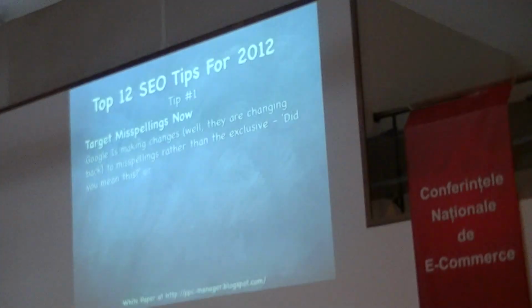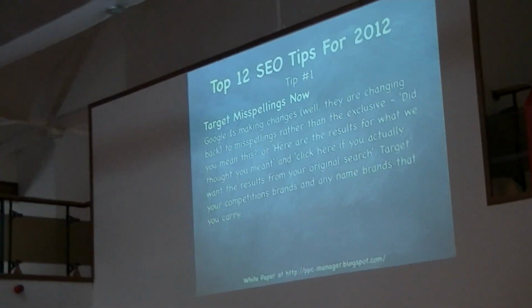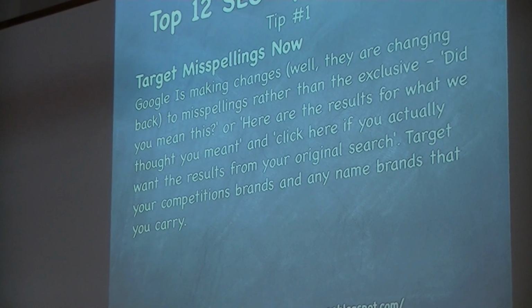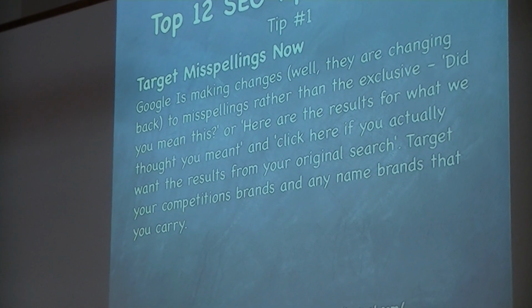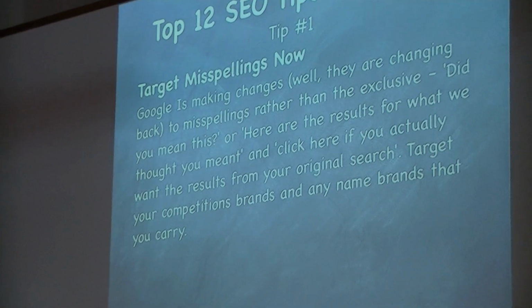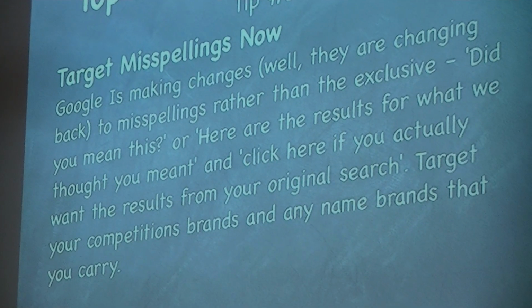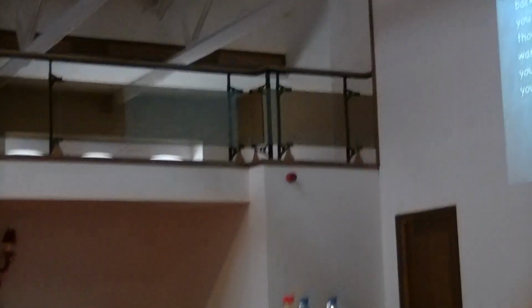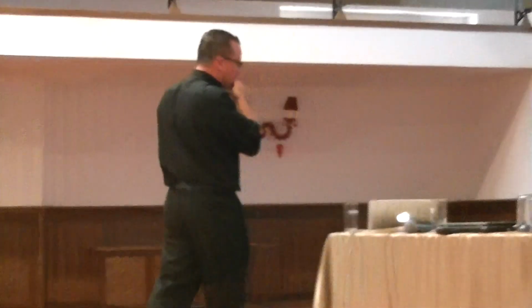Tip one, target misspellings right now. Google stopped doing misspellings a while back, remember that? Whenever you search for something, it comes up with, we need results for this, because we think that's what you meant. Or, do you want the search for your search term, or if not, we give you the results we think you want. So now they're making your mind up for you. Well, now they flip back for whatever reason.